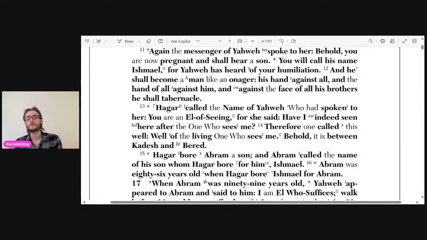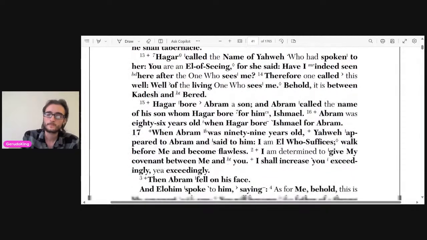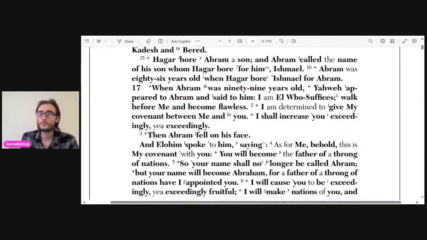Hagar called the name of Yahweh who had spoken to her, You are an El of seeing, for she said, Have I indeed seen here after the one who sees me? Therefore one called this well of the living one who sees me. Behold, it is between Kadesh and Bered. Hagar bore Abram a son, and Abram called the name of his son, whom Hagar bore for him, Ishmael. Abram was 86 years old when Hagar bore Ishmael for Abram.